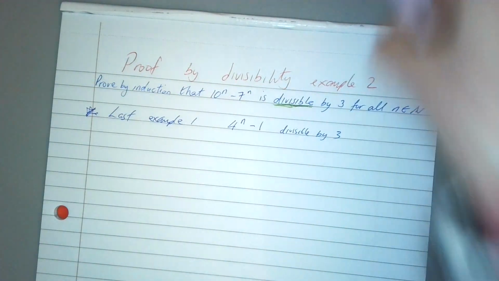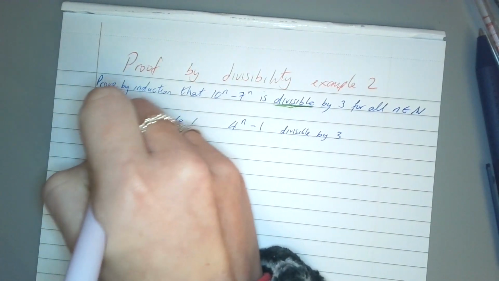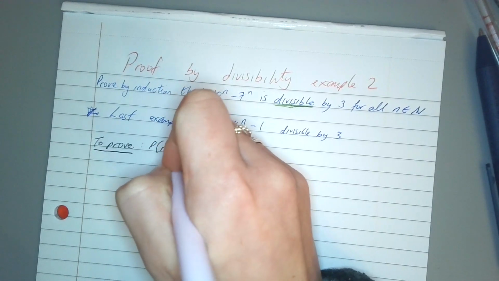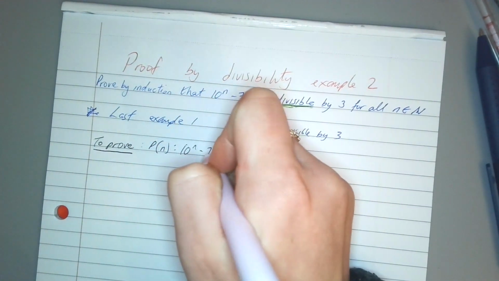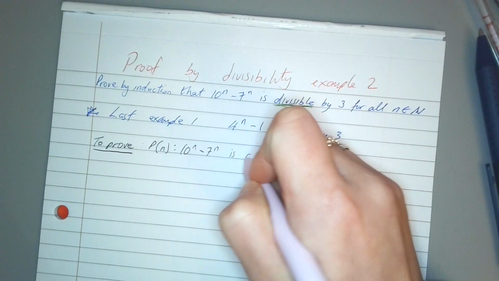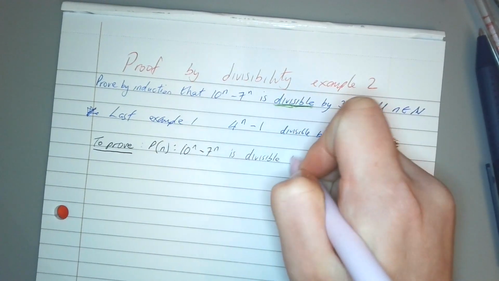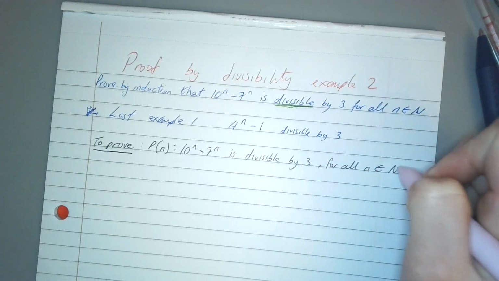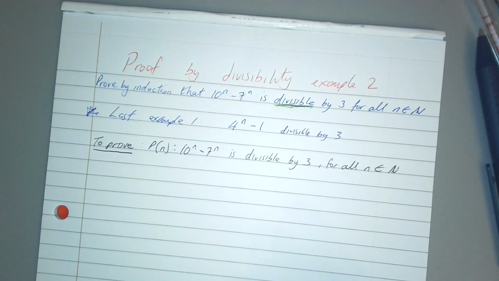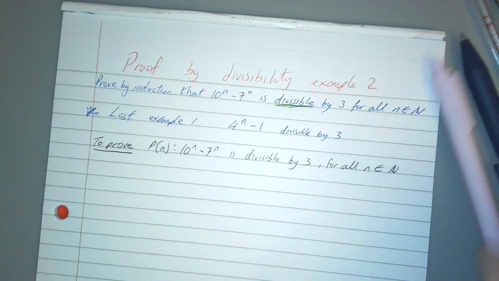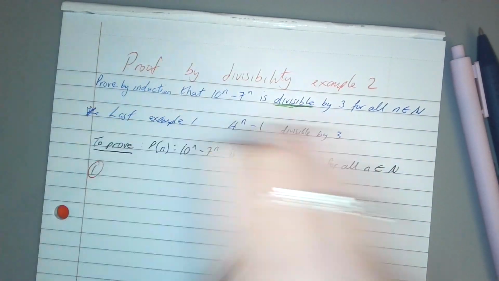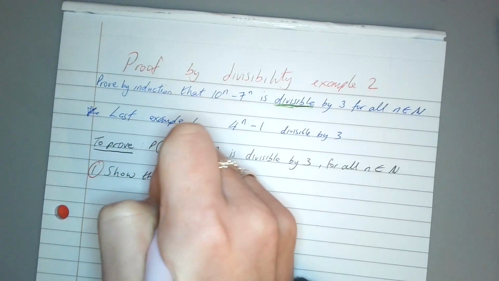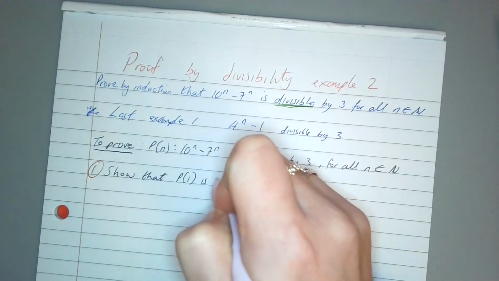So to prove is that proposition n, 10 to the power of n minus 7 to the power of n, is divisible by 3 for all n an element of N. So we're just repeating our question, and then we're going on to step 1. So first one, show that proposition of 1 is true.